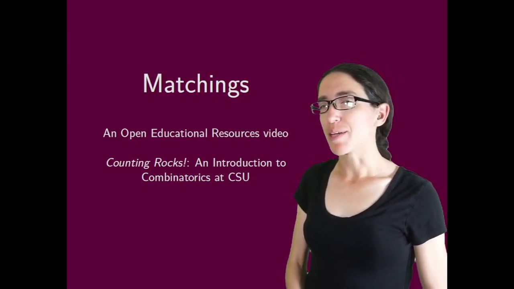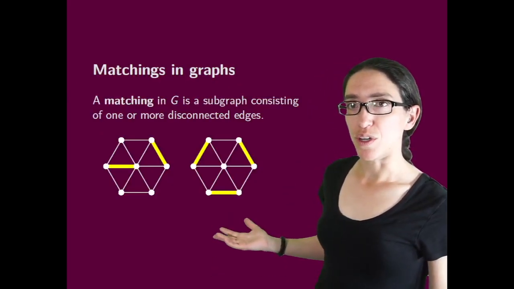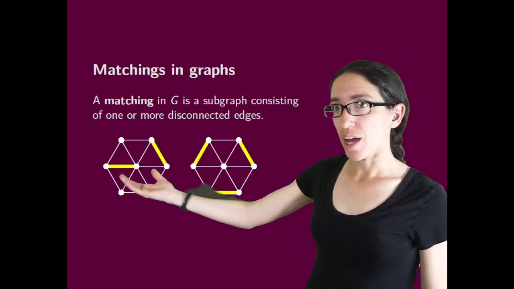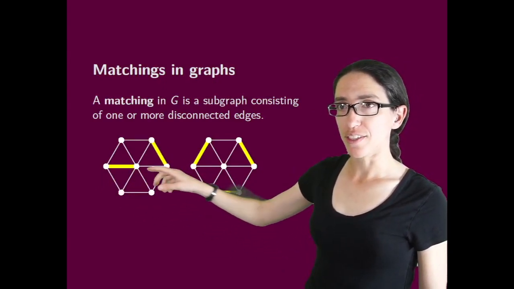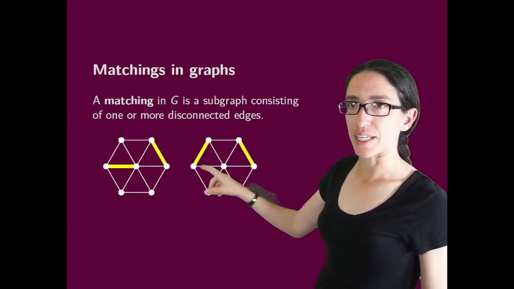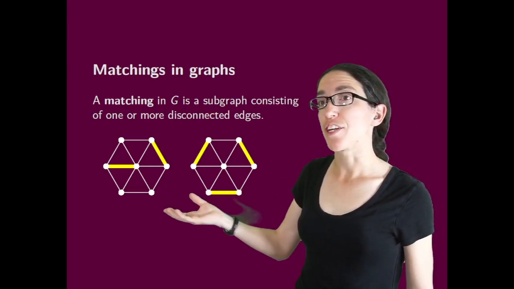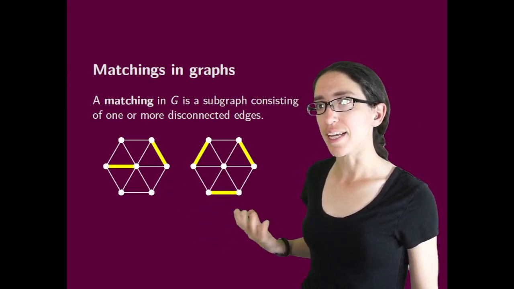Today we're going to be talking about matchings in graphs. A matching is just a subgraph consisting of one or more disconnected edges. So I've just chosen these two yellow edges here, the ones that I've made thick, and in this copy I've chosen these three edges around the side. And in each of these examples, the edges don't share any vertices with each other, so they're disconnected edges.